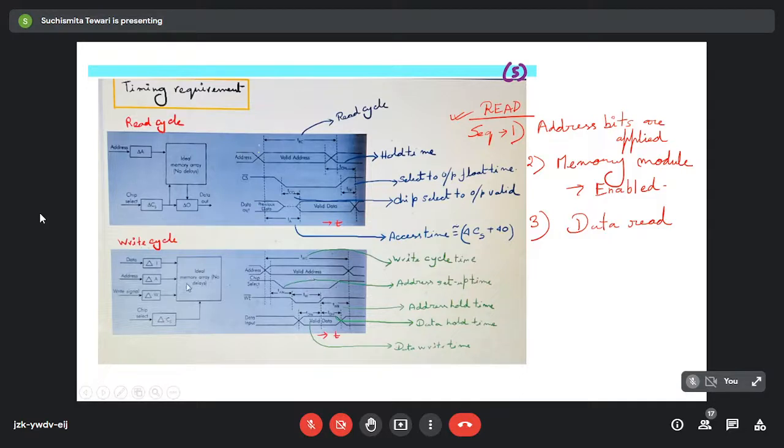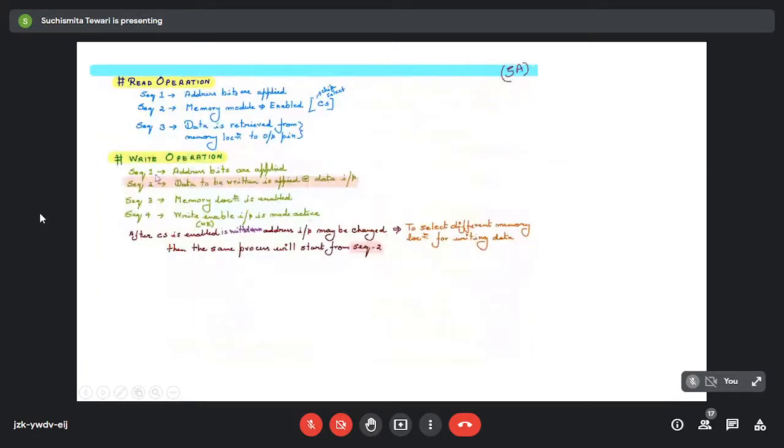A little bit more number of steps are needed here, because we need to give some data as well, which needs to be written. The first step remains the same: obviously the address bits need to be applied. What is the second step? The data that is to be written has to be applied at the data input pin. Third step, same as the second step in the read cycle, the memory location has to be enabled. That is done through chip select.